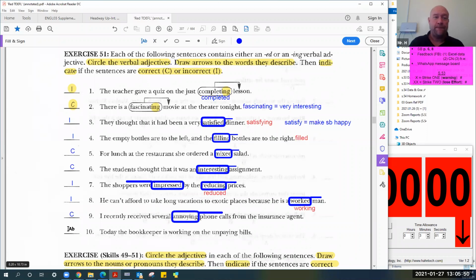Today. You're muted. So today, the bookkeeper, is it correct? Incorrect. Why? Where's the problem? Tell us the problem. Well, first, give us the adjective. Can you find the adjective? Unpaying. Yep. Here's the adjective.